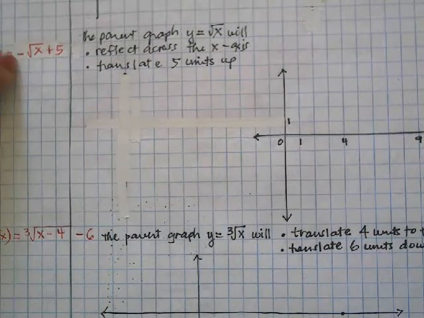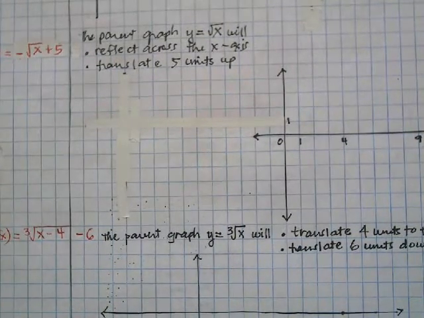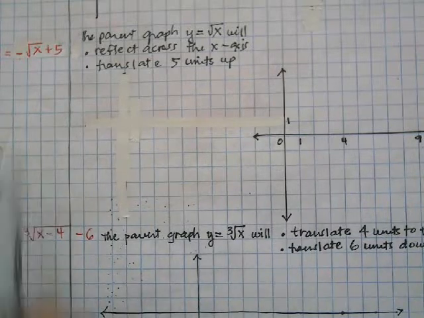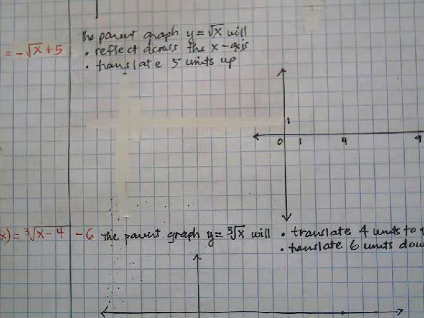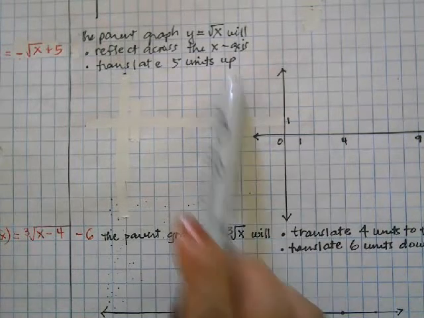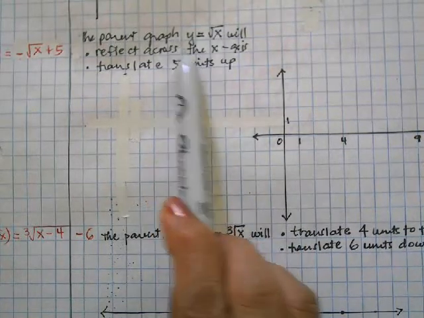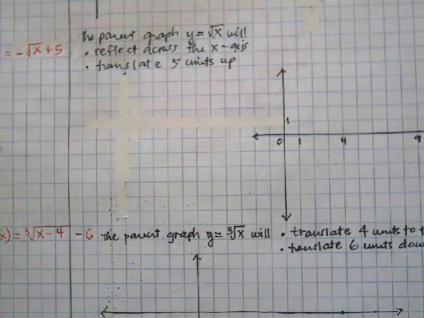Okay, so here we're graphing f of x equals negative square root of x plus 5, and we said that these are the transformations. It will reflect across the x-axis and translate 5 units down. So let's graph our parent graph, square root of x. I hope you remember the points.